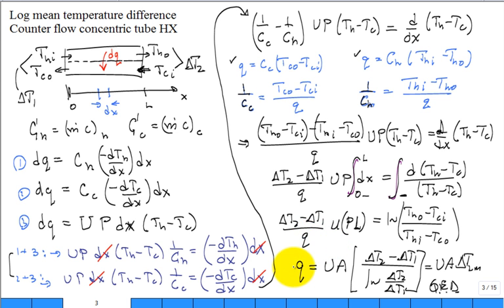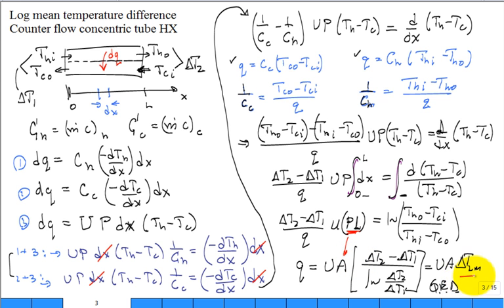I get Q is equal to, and then I have UA. A is P times L. And I get the log mean temperature difference: delta T2 minus delta T1 divided by natural log of delta T2 over delta T1. It's the same if you switched 1 and 2, right? The location, I covered that before.